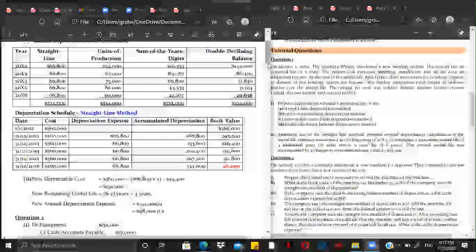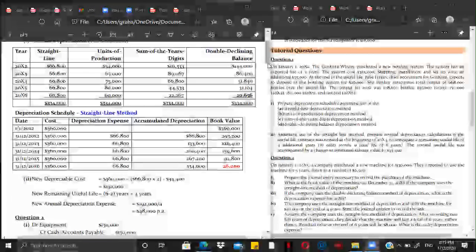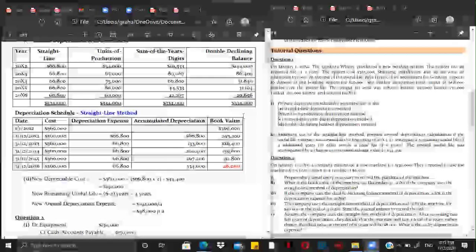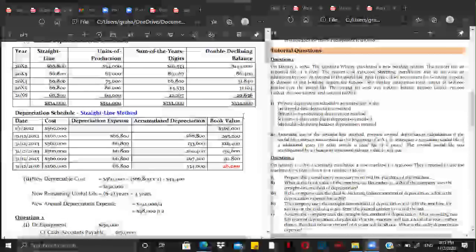So the third method of depreciation is the sum of the year's digits. The formula for calculating the sum of the year's digits is the remaining useful life at the beginning of the year over the sum of the year's digits, times capitalized cost less residual value.